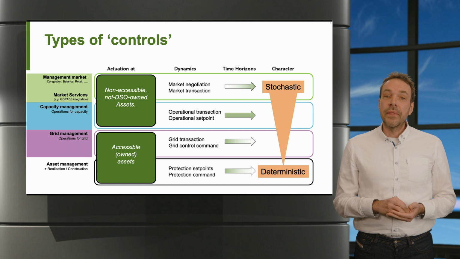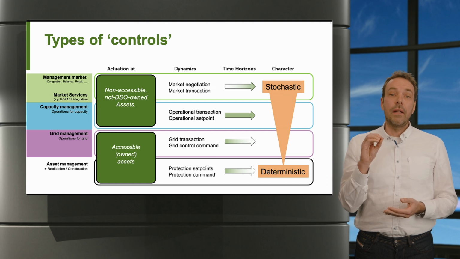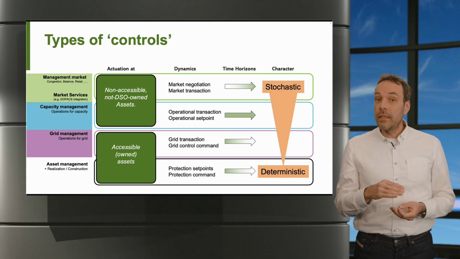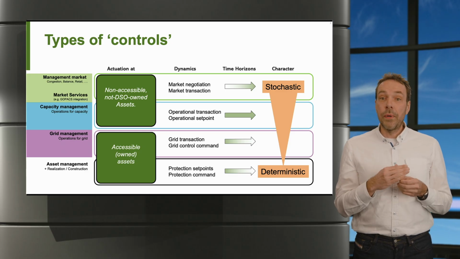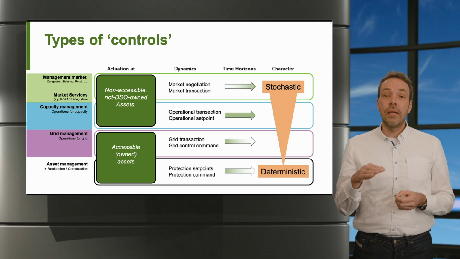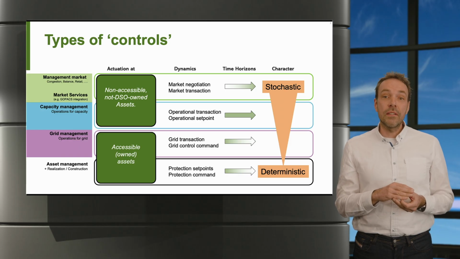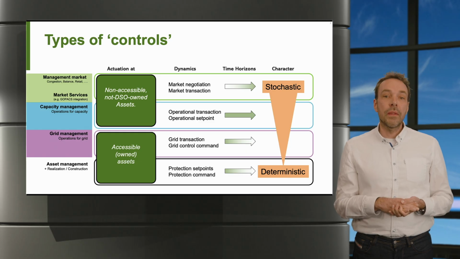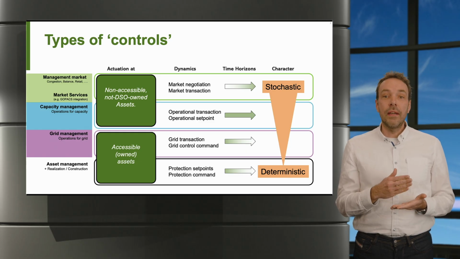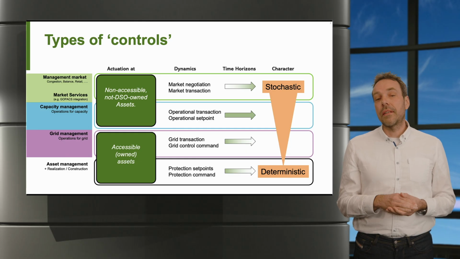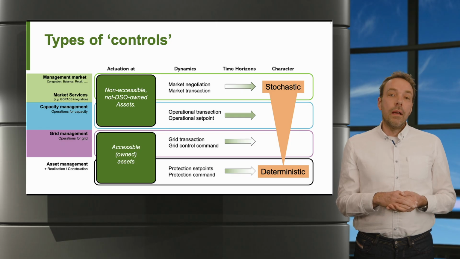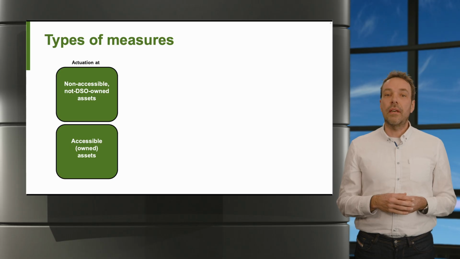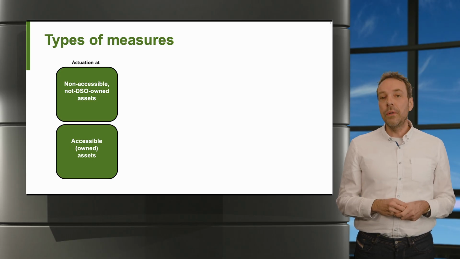So in summary, the higher layers, like market management, are more stochastic. In these cases, we hope actions are executed. In the lower layers, close to the assets, we are much more deterministic and predictable. But even there, nothing is 100% guaranteed. Now, what type of measures are needed for a resilient design? Here we give an overview of the main ones.